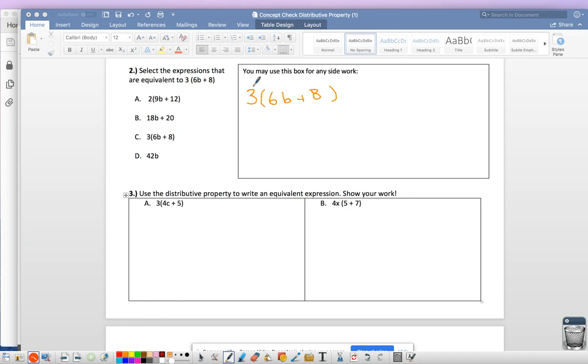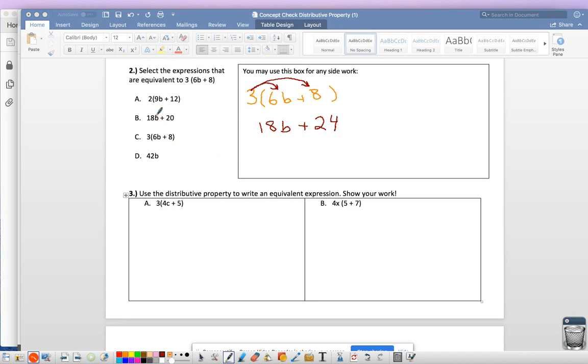To do the distributive property, remember, we want to do those arrows pointing at each of the numbers on the inside. And what that means is multiplication. So if we multiply 3 times 6b, then we get 18b. And if we multiply 3 times 8, we get 24. So this expression simplifies to 18b plus 24.